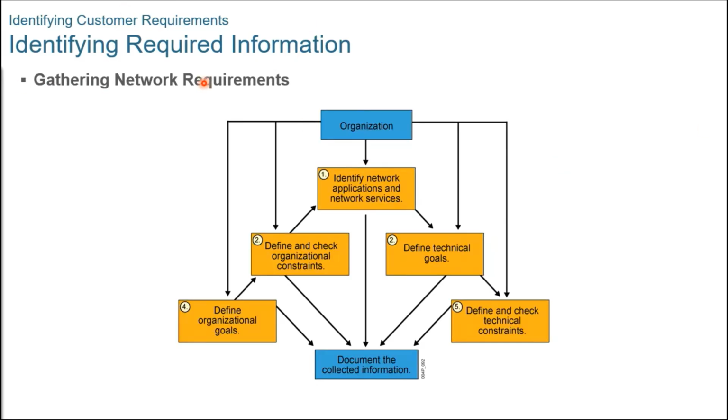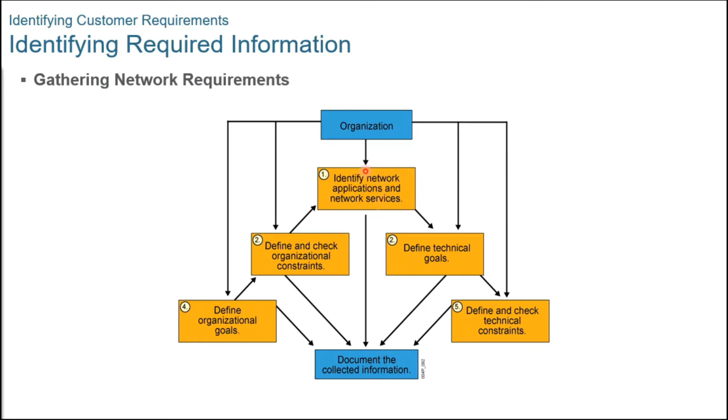Identifying required information. So this time, gathering network requirements. So as illustrated in the figure, the process of gathering requirements can be broken down into 5 steps. Right? So during these steps, which are sometimes called milestones, the designer discusses the project with the customer staff to determine and gather the necessary data, including appropriate documentation.